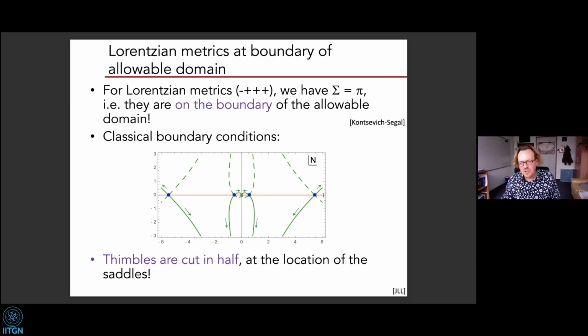If you now sum over metrics in the path integral, this means that you can only sum over integration contours either in the upper half plane or in the lower half plane, but not integration contours which run across the real n line. And because the saddle points themselves are on this boundary, the steepest descent contours are cut in half. So you cannot actually define the gravitational path integral over full steepest descent contours, but only up to the saddle points here. This is just the first remark.